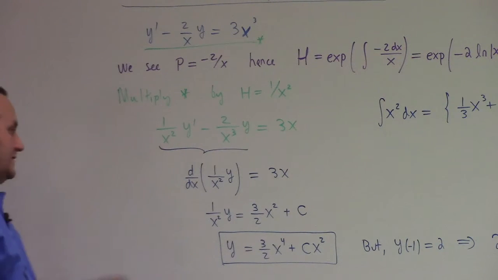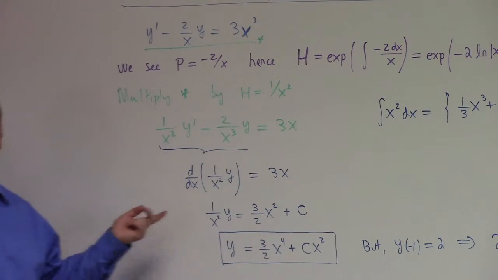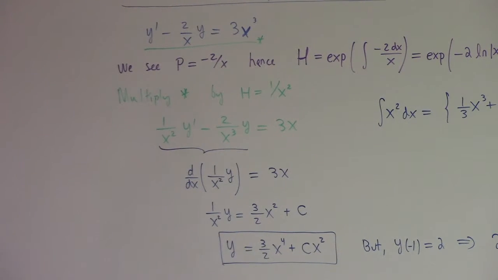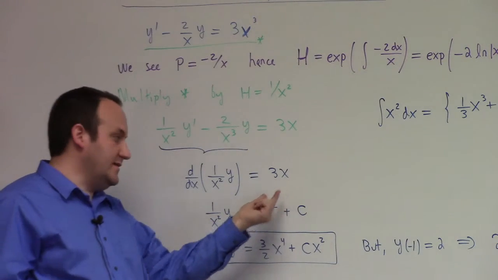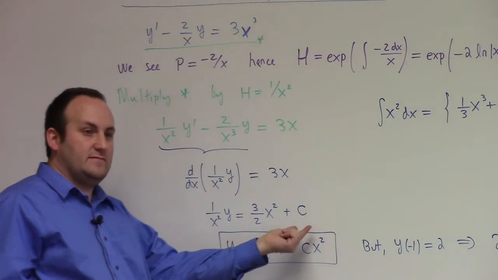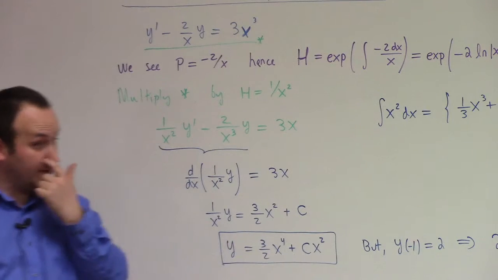It's nice. Next step, I integrate both sides. The integral of the derivative is just the thing inside the derivative. So I get 1 over x squared times y, and then on the right-hand side, 3 halves x squared plus a constant. We have to add a constant here because I integrated in that step.